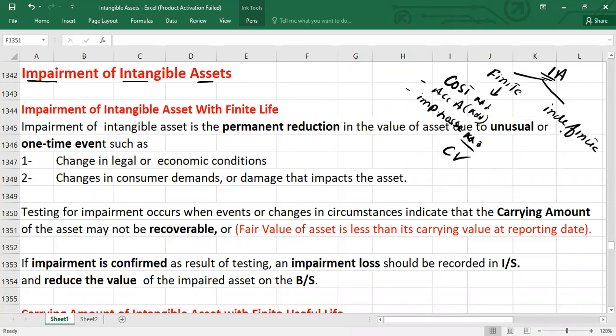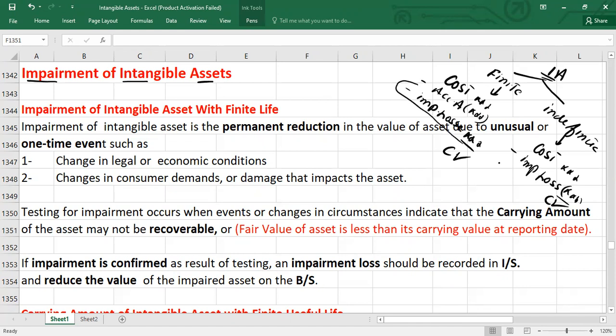If our intangible asset has an indefinite useful life, you will simply record the asset in the balance sheet at cost of asset minus impairment loss if any. This is how you will get the carrying value of the asset. So this is what we are going to talk about today, impairment losses.